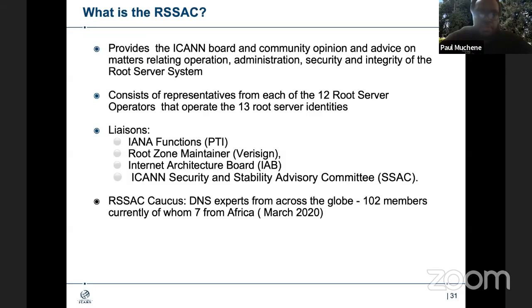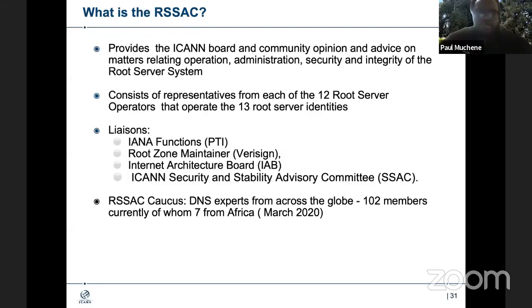And it formed a group within the RSAC known as the RSAC Caucus. The RSAC Caucus is composed of DNS experts from across the globe. As of March 2027, there are 7 experts or caucus members from the continent. I'm happy to be one of them. And my colleague Yazid also joined the RSAC earlier this year.